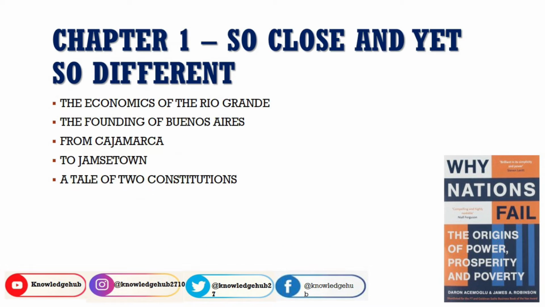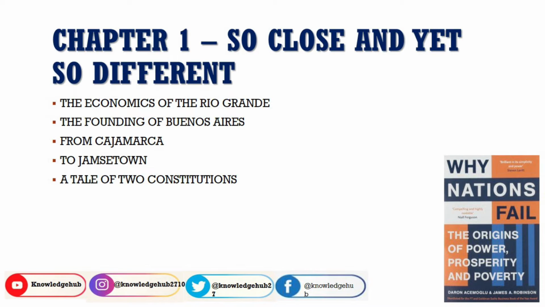So we'll start with chapter number 1, which is about So Close and Yet So Different. Following are the 5 main sections of chapter number 1. In section number 1, we'll discuss The Economics of the Rio Grande, then The Founding of Buenos Aires, From Cajamarca to Jamestown, and A Tale of Two Constitutions.